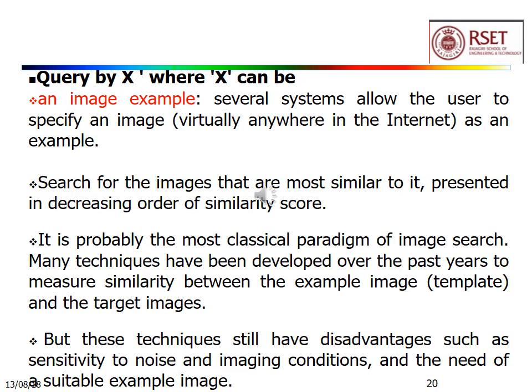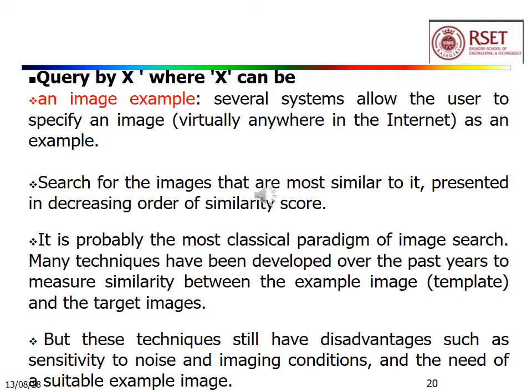The next method is the query by X. The X can be anything. The first one is an image. Several systems allow the user to specify an image as an example and search for the images that are most similar to it, and present them in decreasing order of their similarity score, as I already mentioned. And the most classical paradigm of image search is this one.